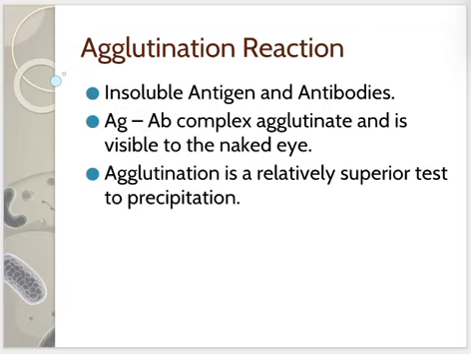Agglutination reactions involve insoluble antigens and antibodies forming visible clumps or aggregates. This reaction is often more sensitive than precipitation tests because the clumping can be seen with the naked eye. Agglutination is widely used in blood typing and infectious disease diagnosis due to its clarity and reliability.